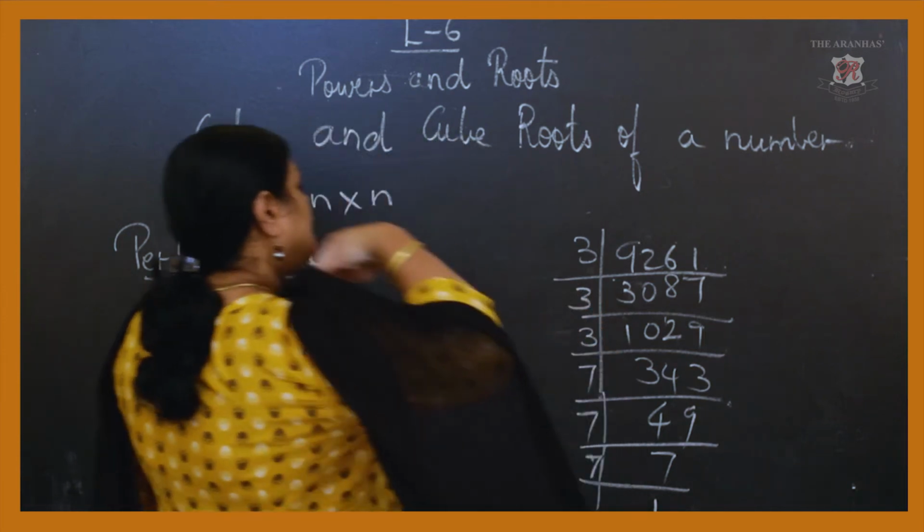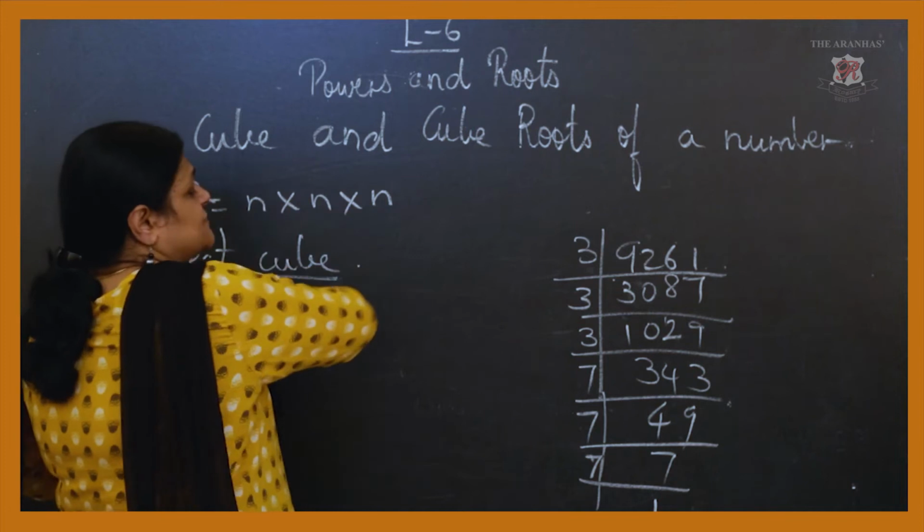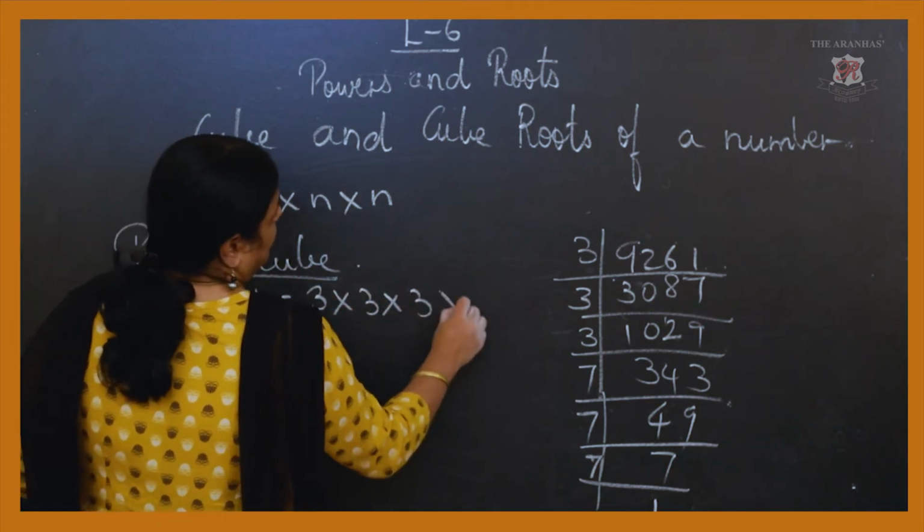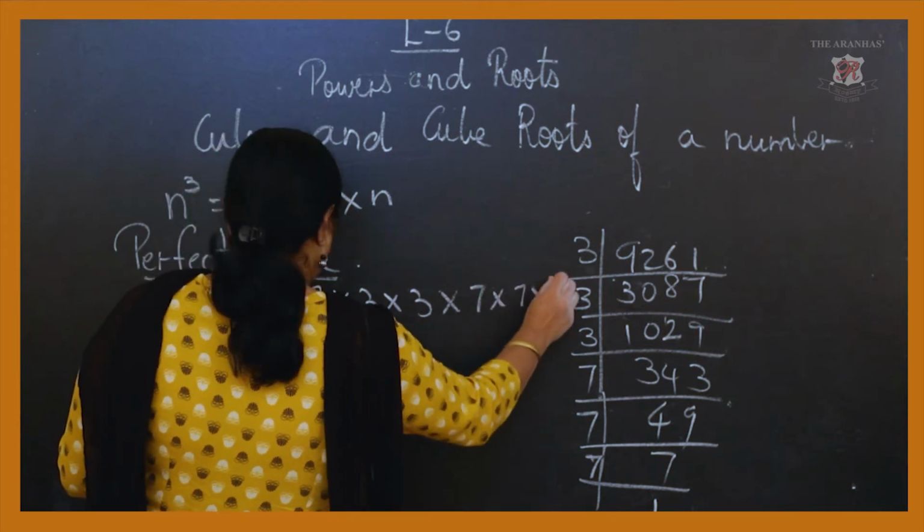So over here you can see that 9261 is equal to what? 3 into 3 into 3 into 7 into 7 into 7.